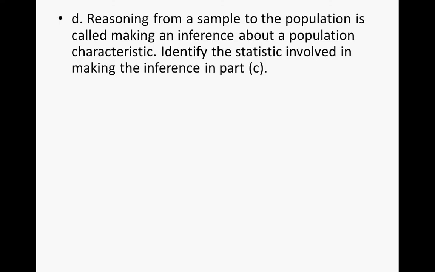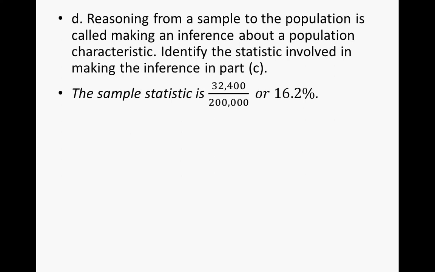For Part D, reasoning from a sample to the population is called making an inference about a population characteristic. Identify the statistic involved in making the inference in Part C. Well, that sample statistic is 32,400 over 200,000, or about 16.2%.